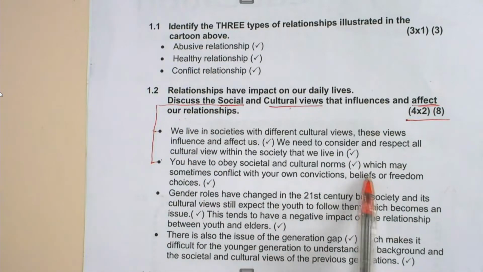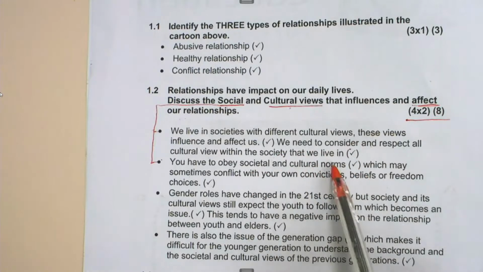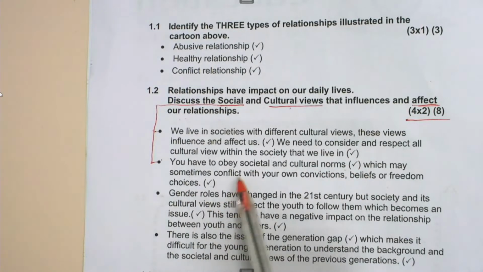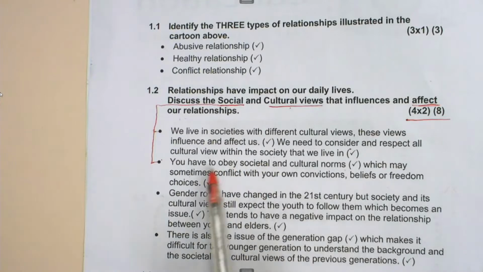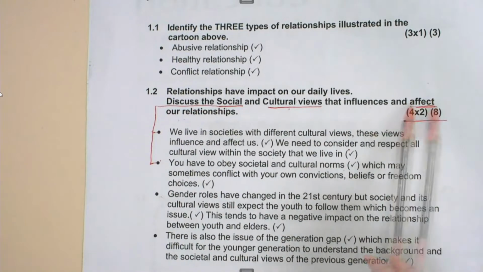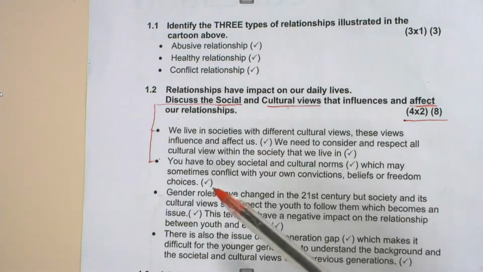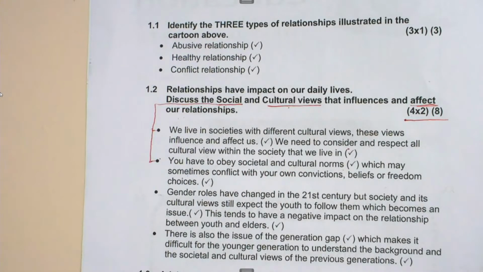Hence, here it is very clear that the cultural norms sometimes conflict with us because we need to obey them. That also affects the relationship. For example, what are the societal and cultural norms that we have? Sometimes the norm is that women have to respect men, and men are mostly dominant in the relationship. Because of that norm, women are affected a lot, and also their freedom of choice.